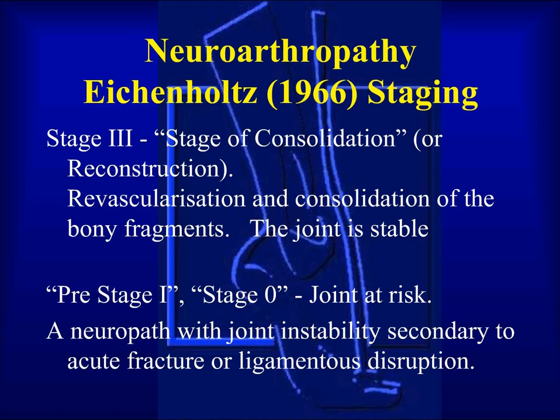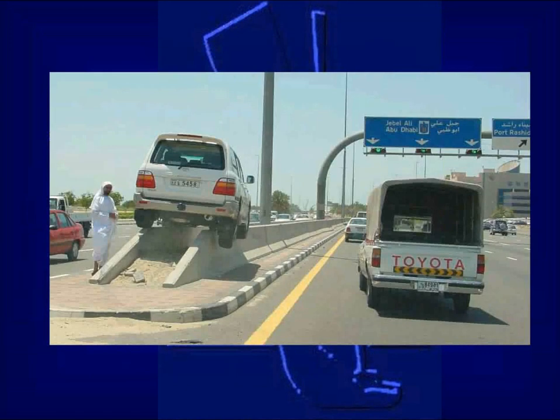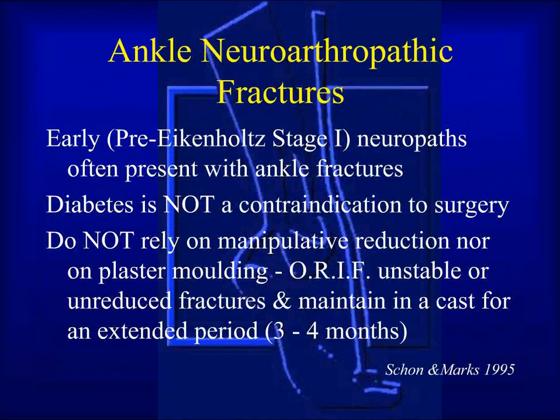The action for this talk, though, is in the pre-stage 1. So it's a fracture in a joint in a neuropathic limb. It's a problem. It's a potentially big problem. Often present with ankle fractures. Do not think that diabetes is a contraindication of surgery.